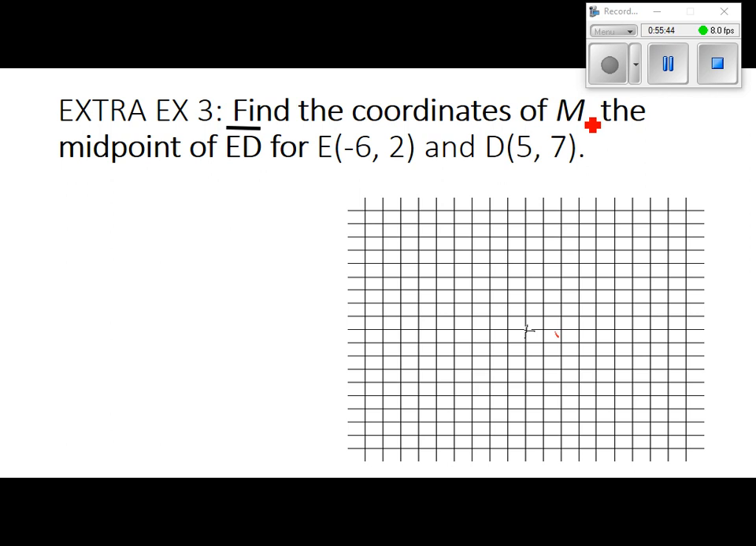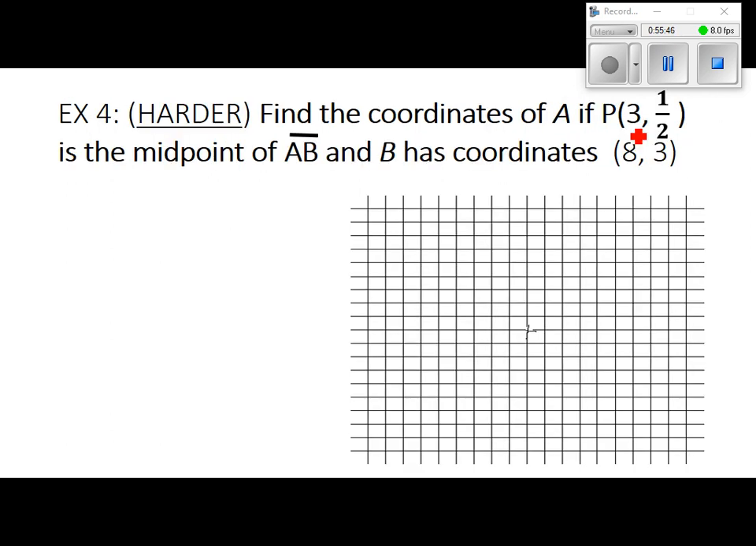Think you could handle that one on your own? Too bad. This one's a little harder. Find this one. Find that one on your paper. This one you need to watch. Even the giant brain Josh needs to watch on this one because this one's a little tough.